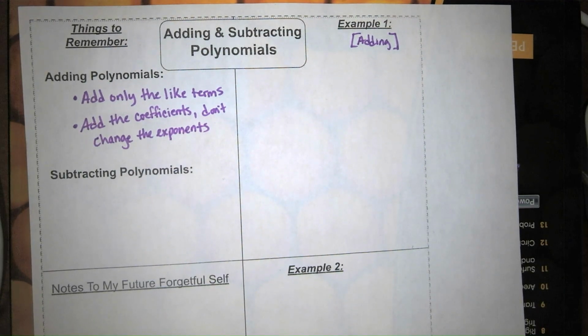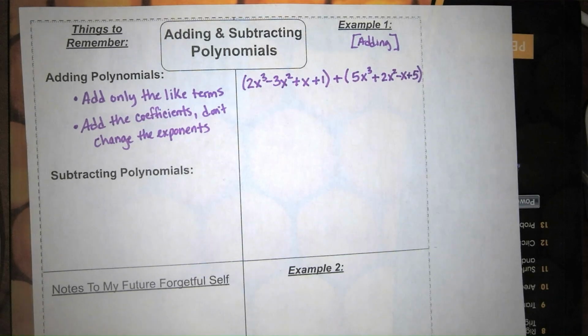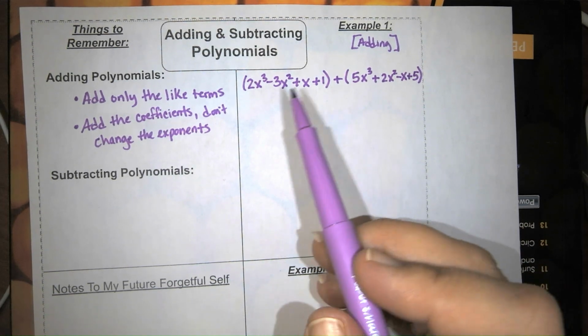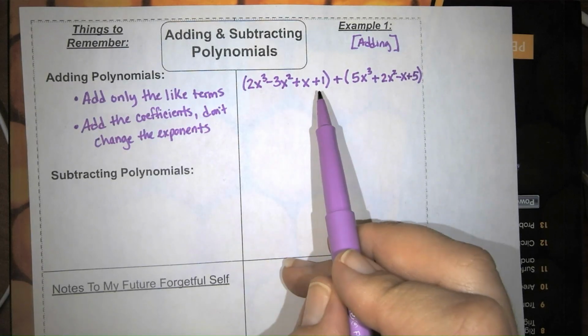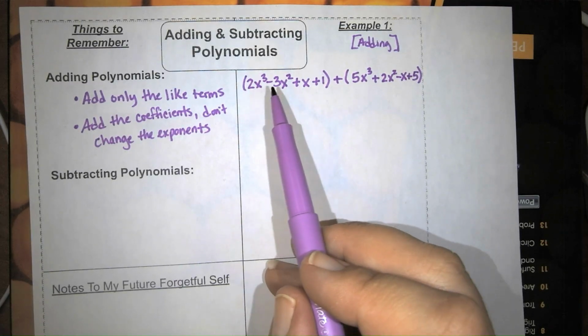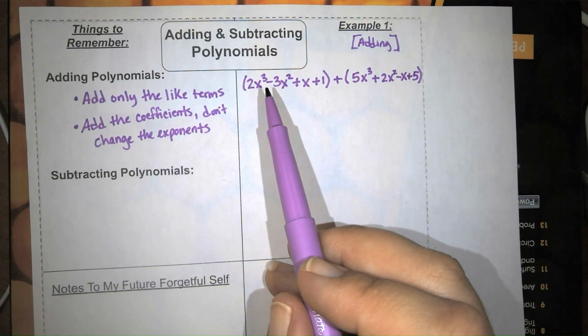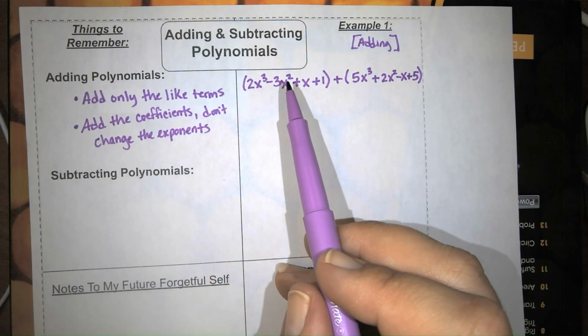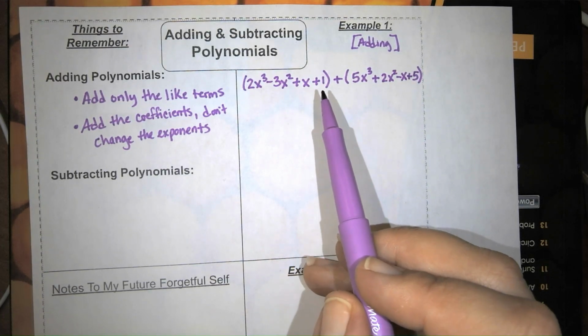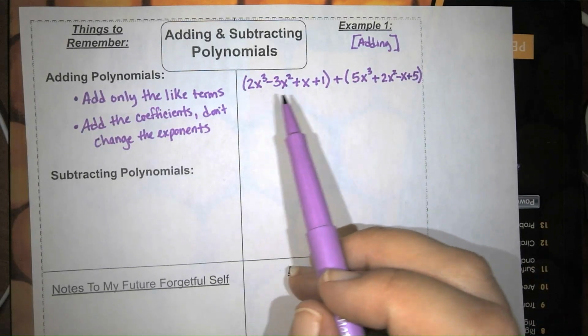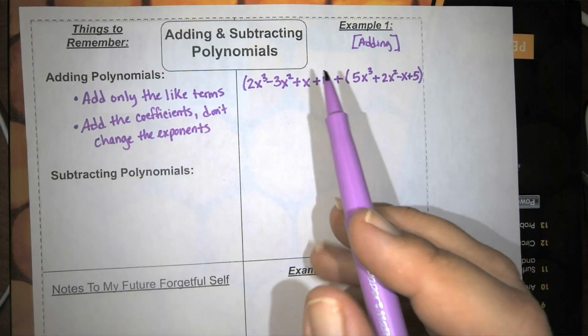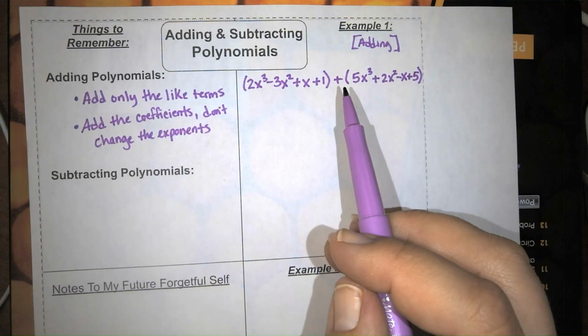So I'm going to write it out first, and then I will read it to you. Okay, it is kind of long. We have two polynomials. Both are represented by the parts in the parentheses. So this first one has 4 terms. It is 2x to the third power minus 3x to the second power plus x plus 1. And that's all in parentheses to show that that's the first polynomial. Then we have a plus sign, so we're adding them.